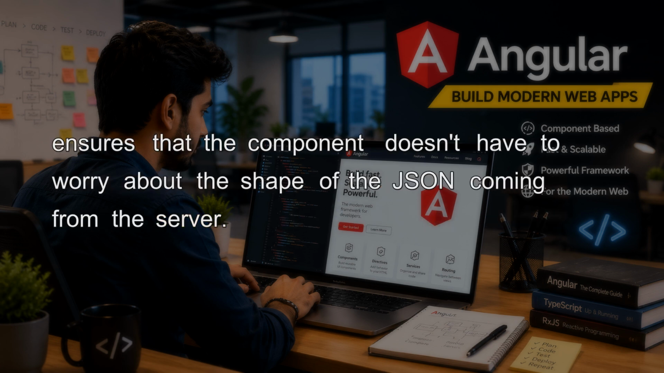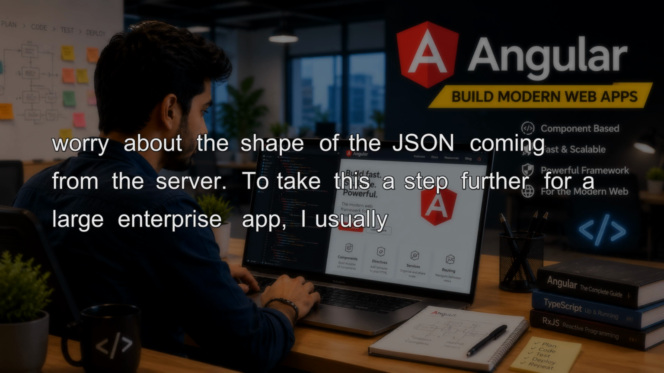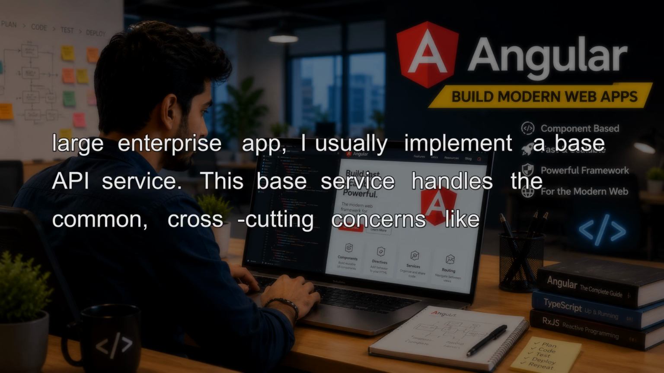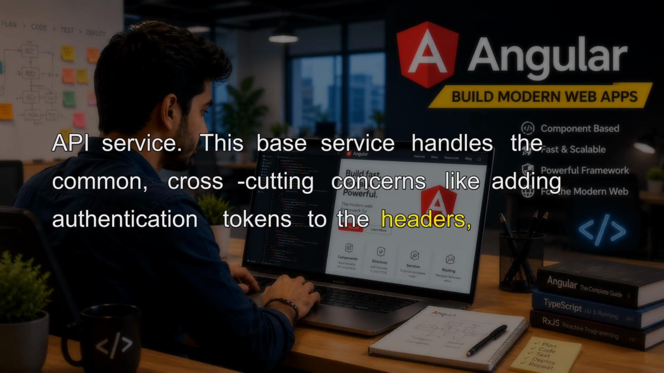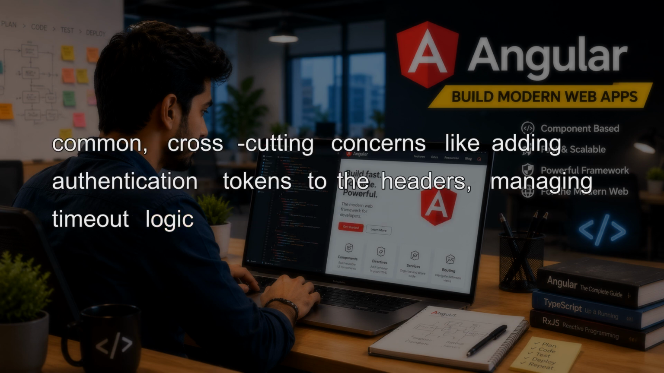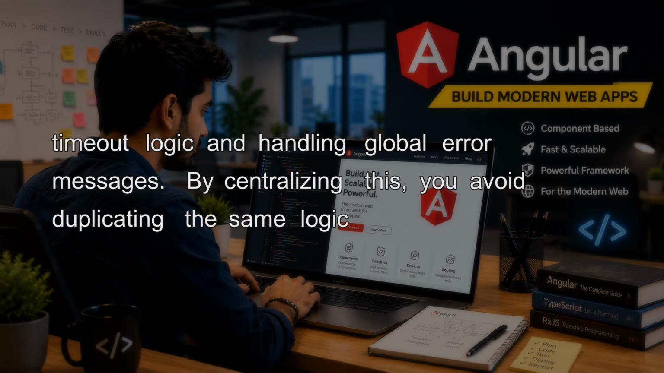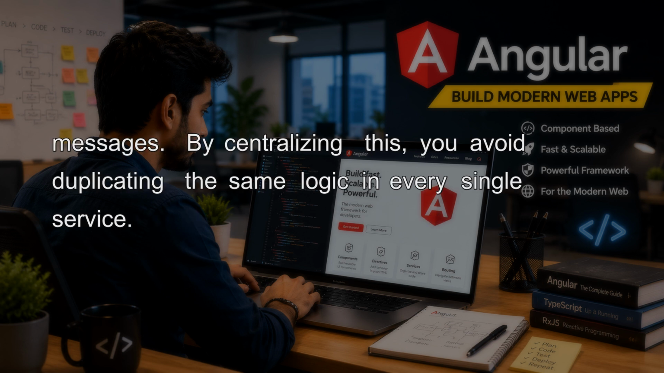server. To take this a step further for a large enterprise app, I usually implement a base API service. This base service handles the common, cross-cutting concerns like adding authentication tokens to the headers, managing timeout logic, and handling global error messages. By centralizing this, you avoid duplicating the same logic in every single service.